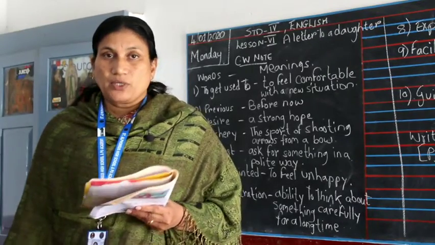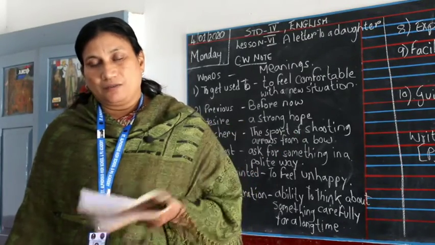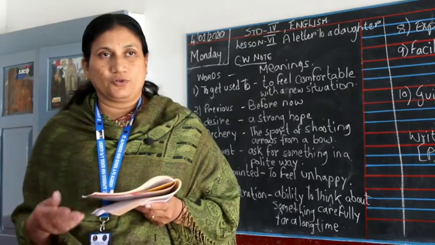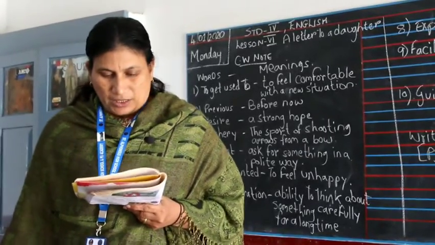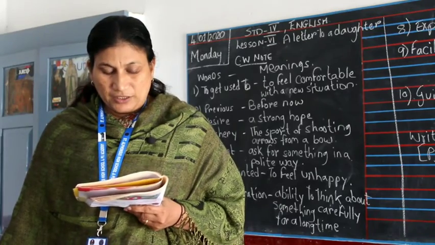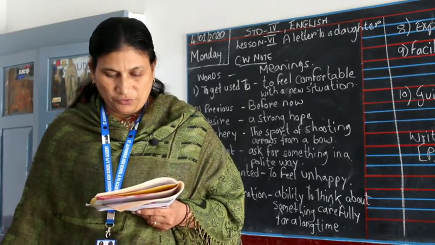Eklavya was very disappointed when he was refused. Dronacharya refused to teach him, so he became very disappointed. So his desire for learning was very great, so he thought of a plan.